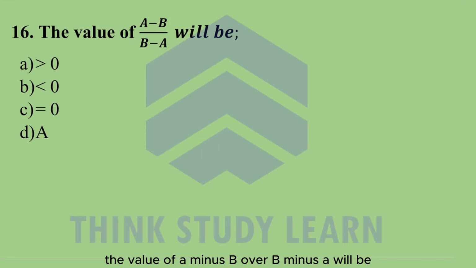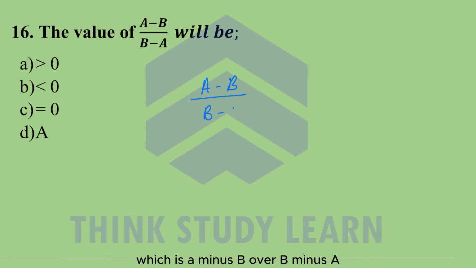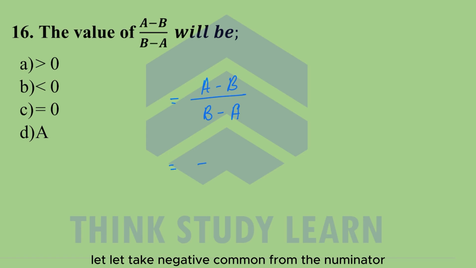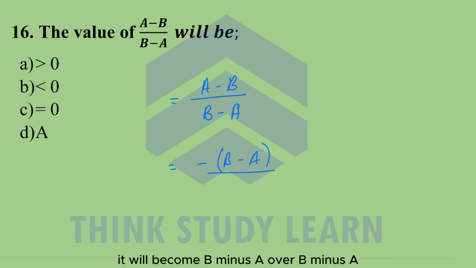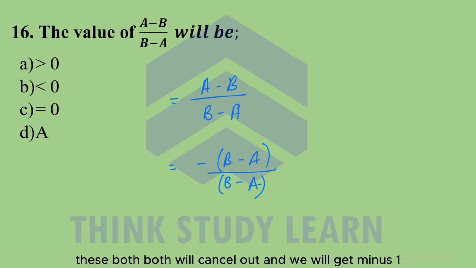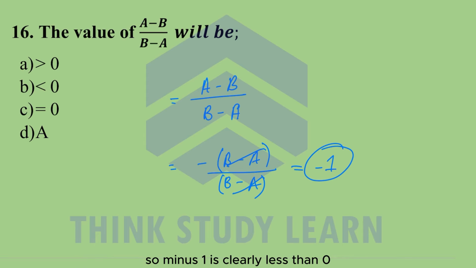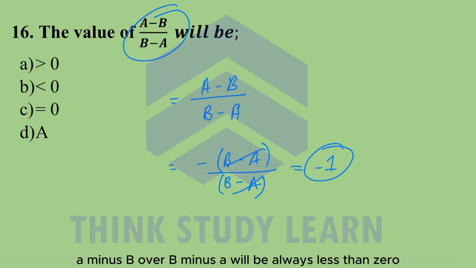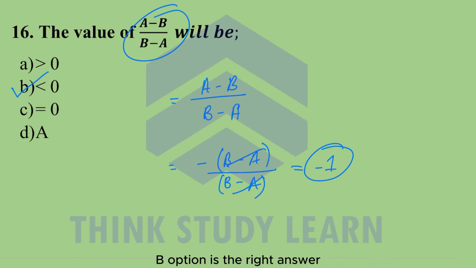The value of (A − B)/(B − A) will be, writing the expression (A − B)/(B − A), let us take negative common from the numerator, it becomes −(B − A)/(B − A). These both will cancel out and we will get minus 1. So minus 1 is clearly less than 0. So the value of this expression (A − B)/(B − A) will always be less than 0. B option is the right answer.